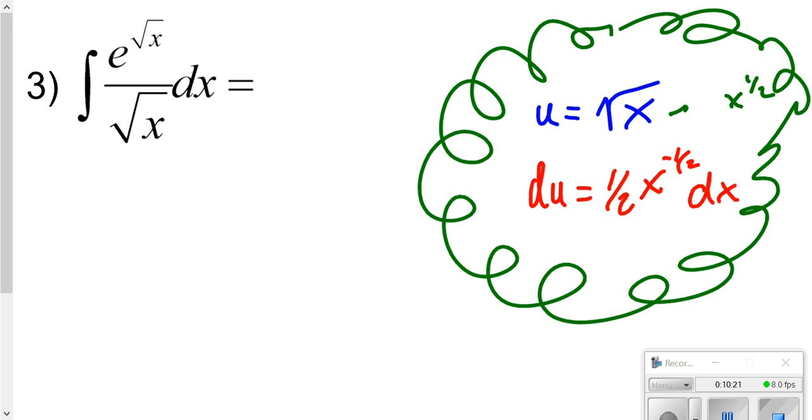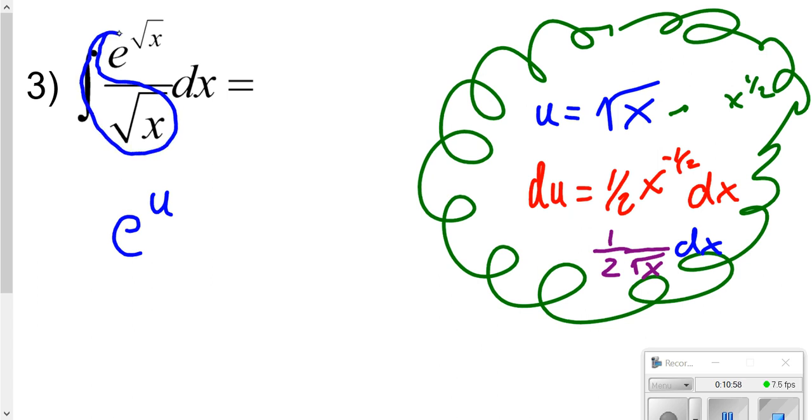So if I look back at the original problem, instead of writing e to the x, I'm going to write e to the u, looking at my cloud. But then here's where it gets a little confusing. It might help if you clean this up. You always have to have a clean cloud. So I'd maybe write it like 1/2, and then put the square root of x in the denominator. But we need the 2. So you want a 1/2.